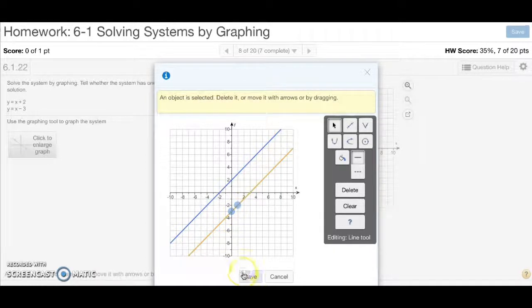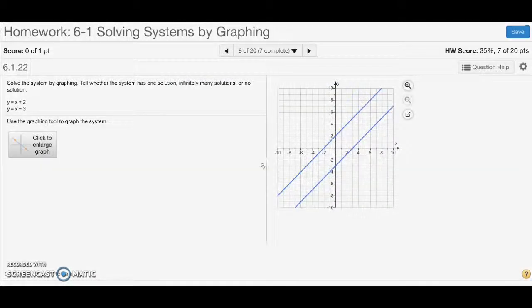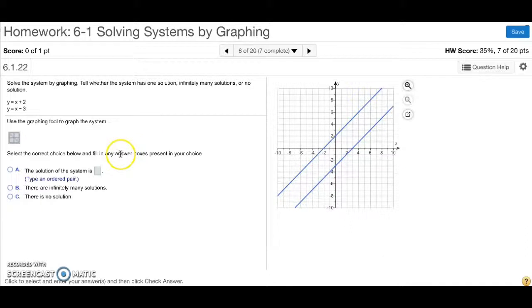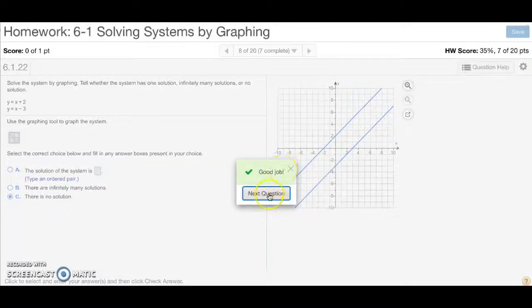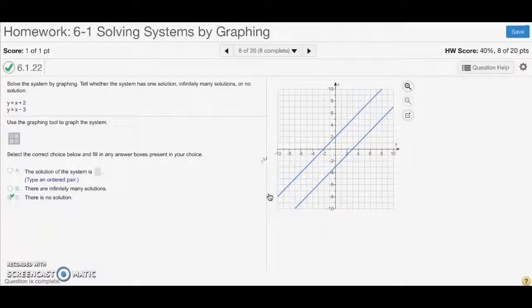My second line has a y-intercept of -3, and then I go up 1 over 1 because it has a slope of 1. Now we see these are parallel lines, which means there is no solution because there is no intersection point. But we could have already identified that by realizing that since these two lines have the same slope, they are parallel. So there is no solution for number 8.